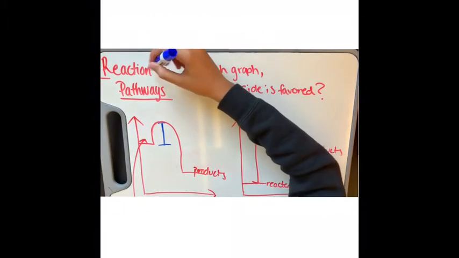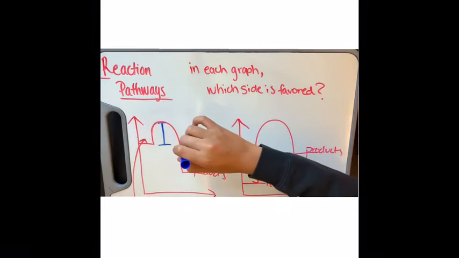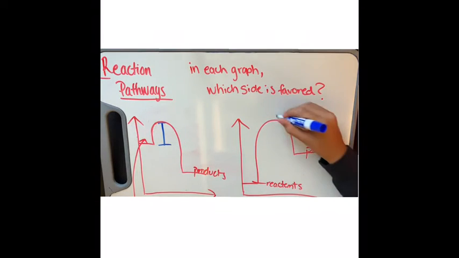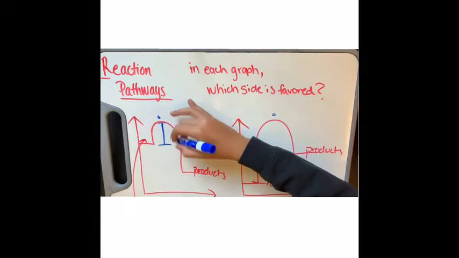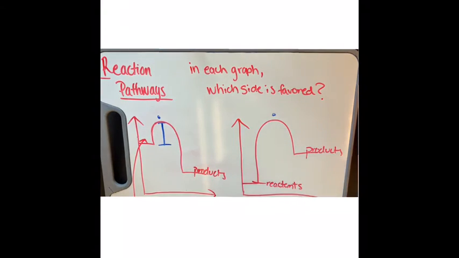So here we have some reaction pathway questions. To even know what reaction pathways are, they are graphs that represent collisions. These humps right here represent the collisions, and this bracket represents the activation energy, which is the amount of energy it takes for the reaction to occur.